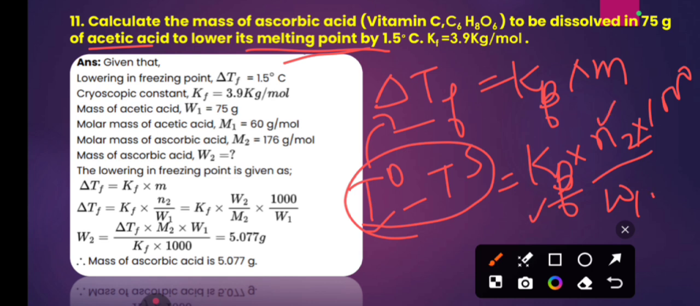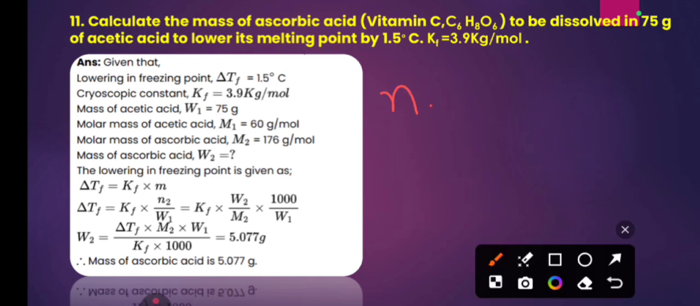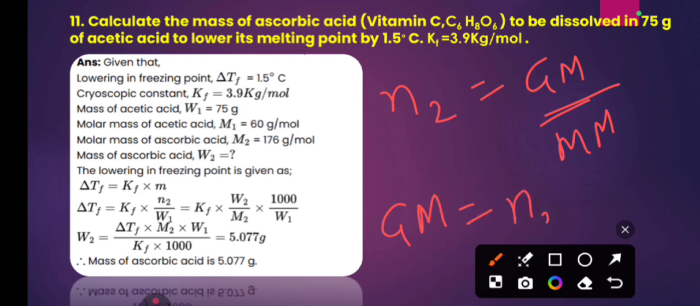N2 you have to solve. W1 is given to you, 75 gram. After calculation you will get the value of N2. Then given mass by molar mass. What you have to solve? Given mass. So given mass is equal to N2 into molar mass. This molar mass, which you will use, is of the solute, that is C6H8O6. After calculation you will get the molar mass, that is 176 gram. By using this formula you will get the final answer, 5.077 gram.